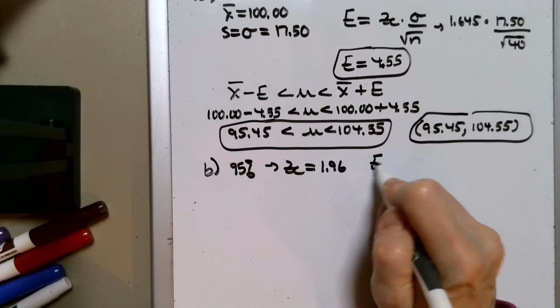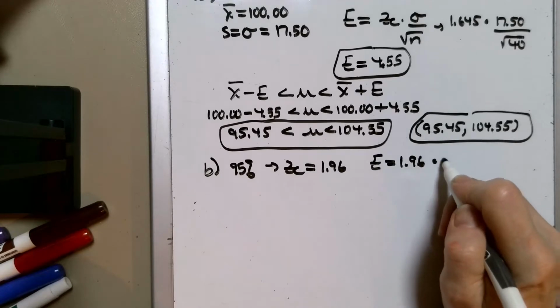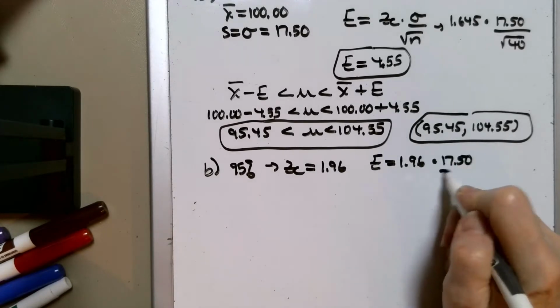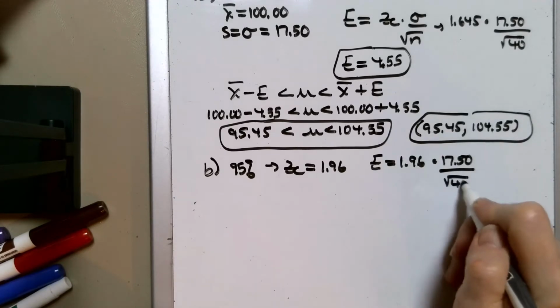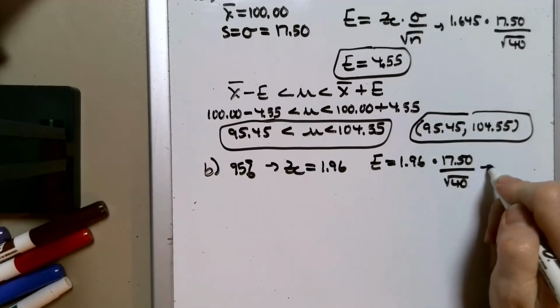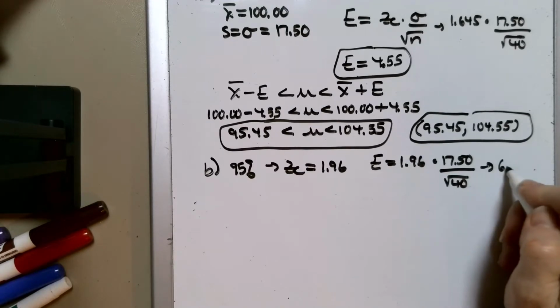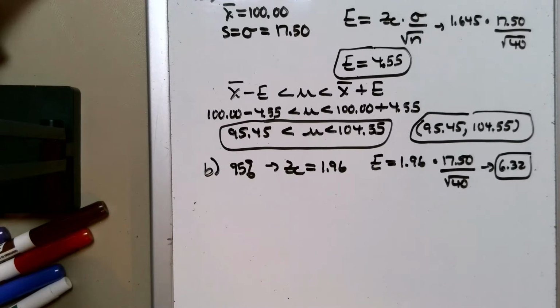So again, we're going to calculate the margin of error. Z sub C, 1.96, times the standard deviation, sigma, which you're going to use S because we had a large sample, 17.50 over the square root of the sample size, 40. So going to our calculator, 1.96 times 17.50 divided by the square root of 40 equals 6.324. So we'll call that 6.32.